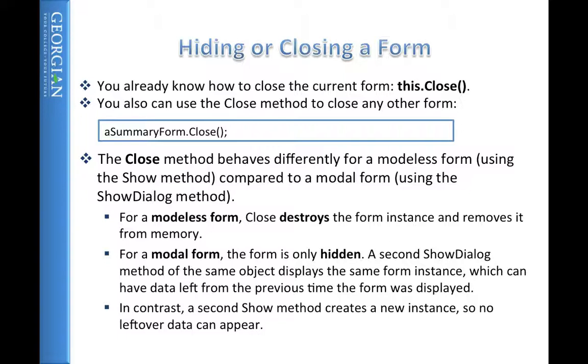So a second show dialog method, in this case, would bring up the original form with all the information that you had on it, unless you've otherwise changed it in your code. In contrast, and this is a good one, a second show method creates a new instance of that form that was already open that you closed and destroyed. It's a new instance with everything reset, reinitialized. Okay? So no leftover data.